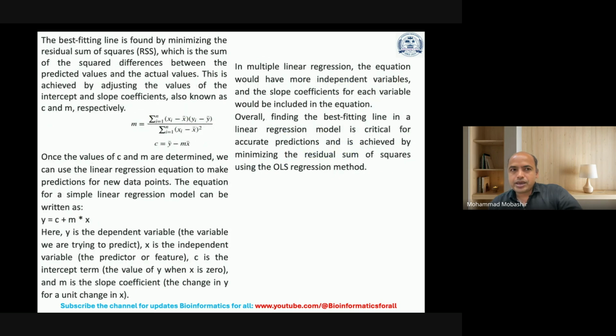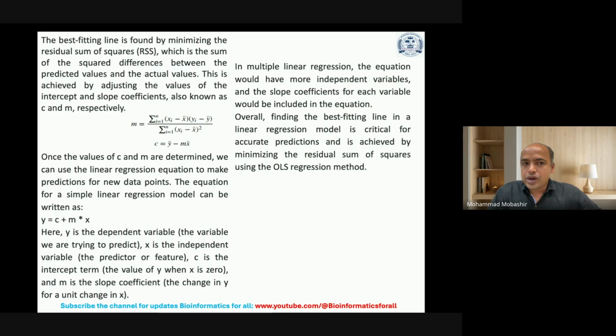So next part, best fitting line equations could be varying from one problem to another problem. So the best fitting line is found by minimizing the residual sum of squares, that is RSS, which is the sum of square differences between the predicted values and the actual values. This is achieved by adjusting the values of the intercept and the slope coefficient.